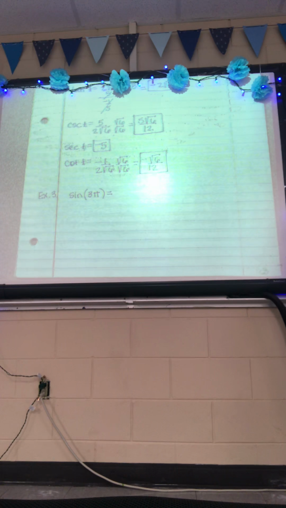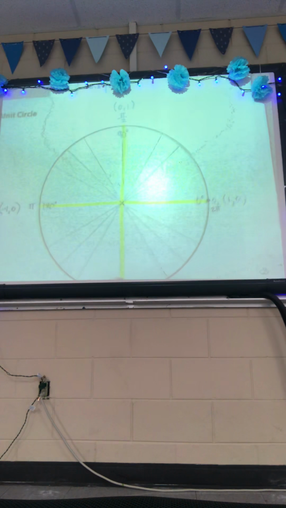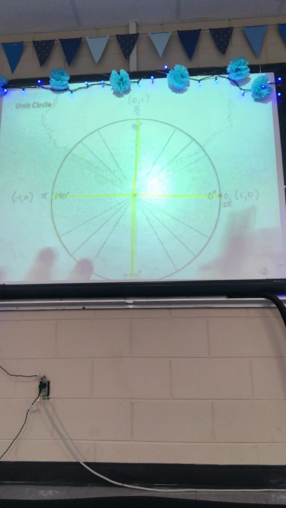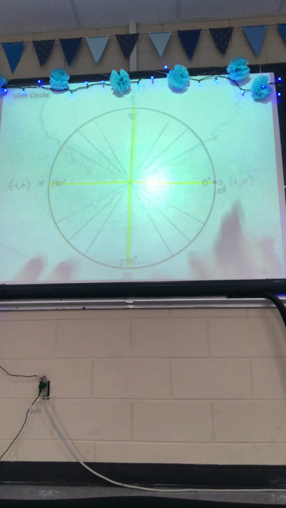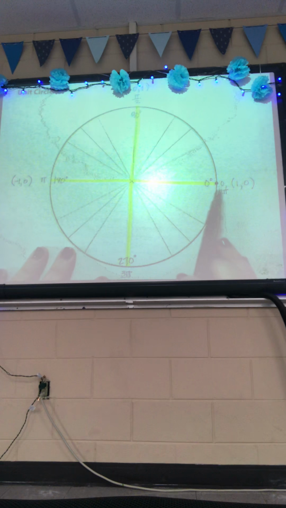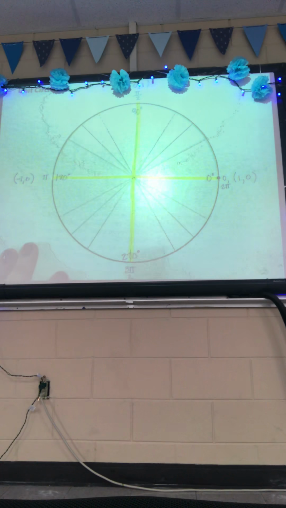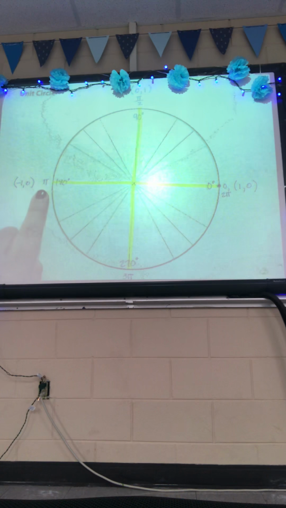So 3 pi is co-terminal in the same spot as pi. Does that make sense? Co-terminal is a fancy word for the same spot. Okay, 3 pi. Let me say this one more time. Here is 0 pi. Here's 1 pi. Here's 2 pi. 3 pi. So right here is really where I'm at.